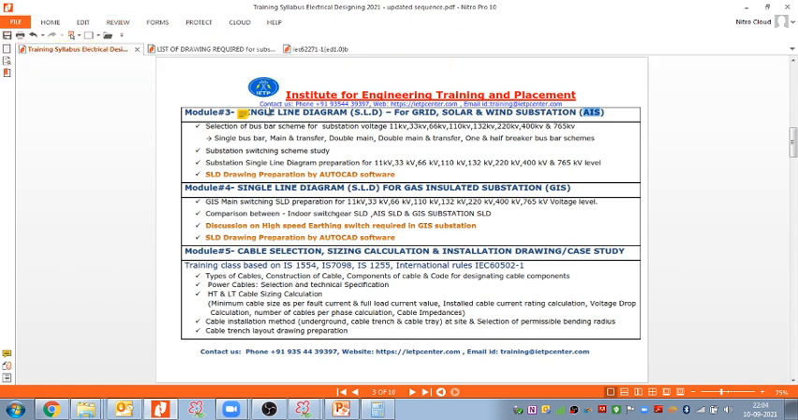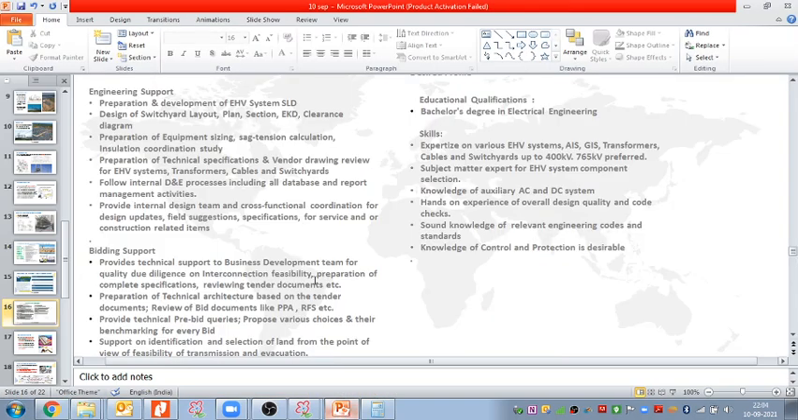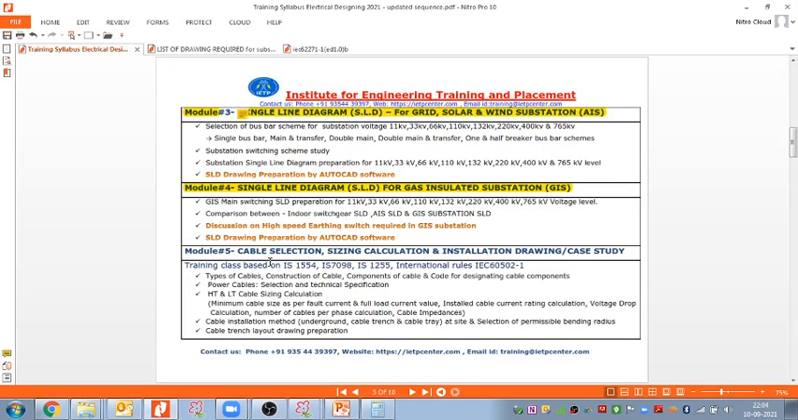SLD is covered as per the job descriptions. It is covered in the syllabus. Okay, SLD is covered based on the job description. Design of switchyard layout, plan, section, EKD, clearances diagram. So for that we have this module.